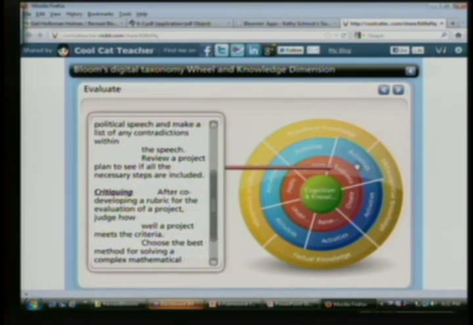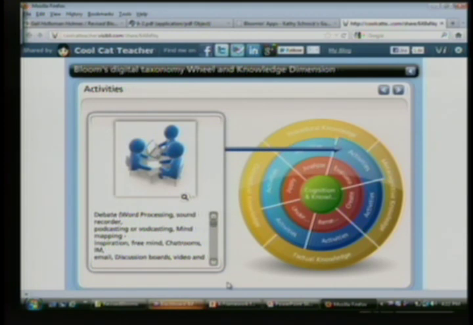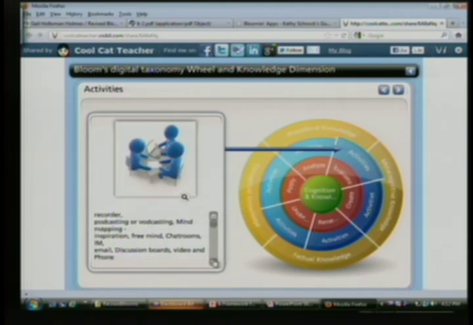And then she goes to the activity level and she says, okay, here are the verbs that you're going to focus on. Here are some activities that you can participate in or have your students participate in. You can have them create a debate using word processing and a sound recorder. You can have them do podcasting. You can have them do instant messaging. Again, here's a list of just a lot of activities that you can integrate to help those students master a concept.